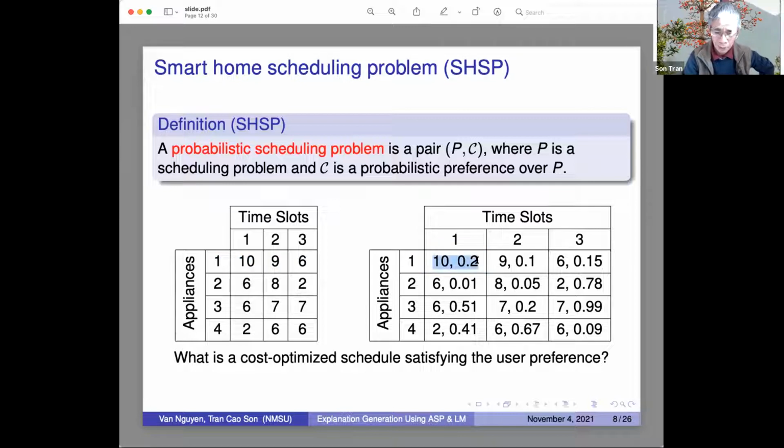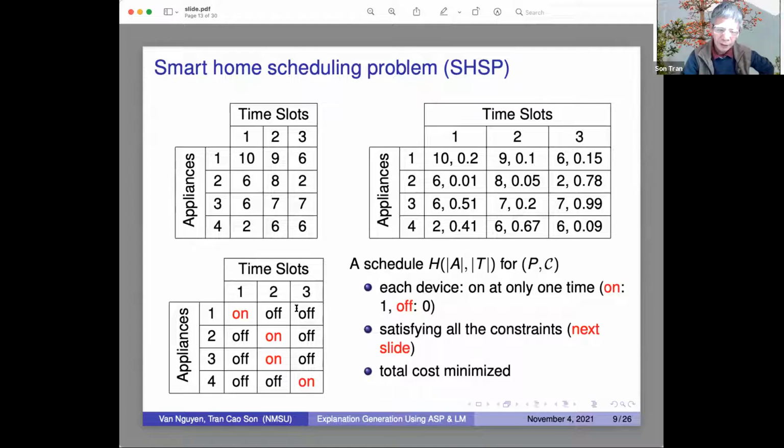This is the distribution function that says that at this time slot, this appliance should be on or off. And here is an example of a solution for this problem, right? On at this time, on at this time, and so on and so forth. Here we assume that each device is turned on at only one time, and it needs to satisfy all the constraints that we've shown, and the total cost is minimized, for example.